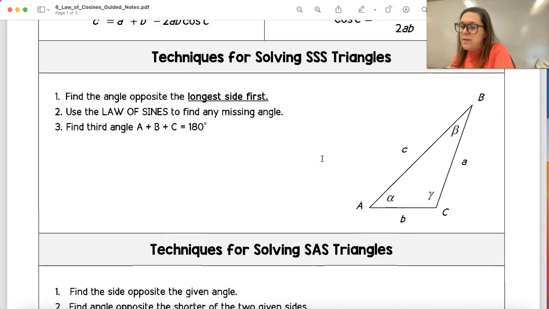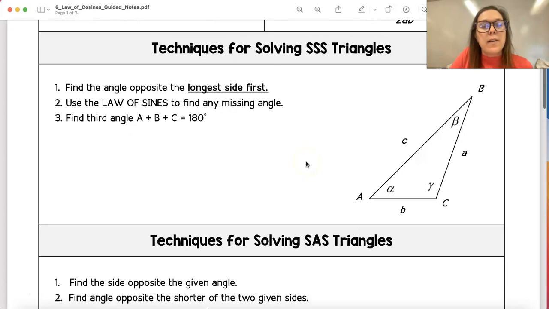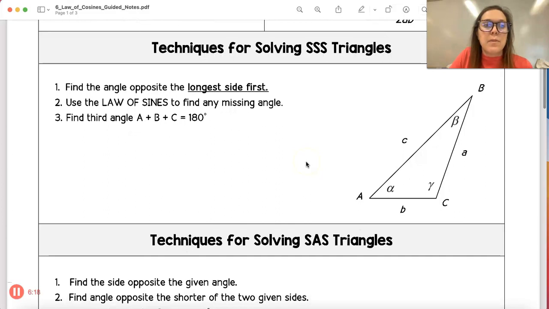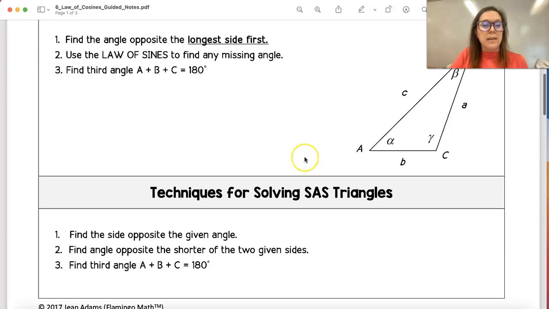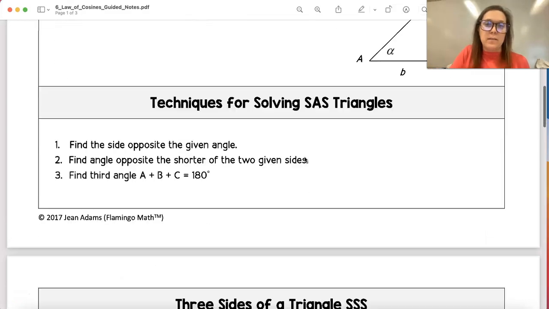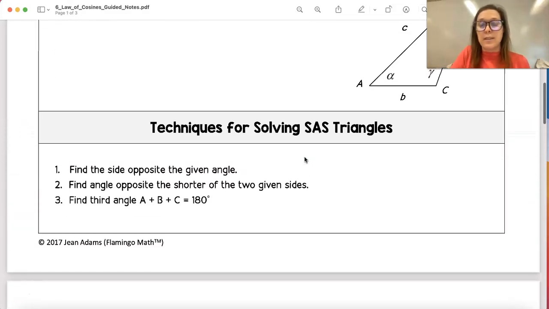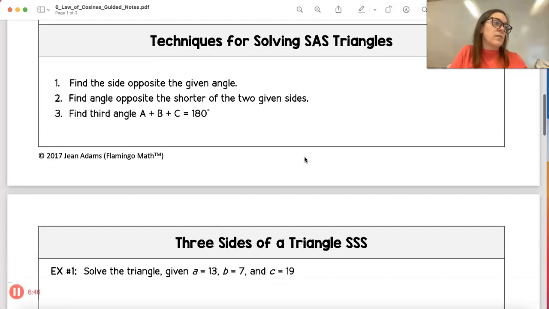Okay, so techniques for solving. If we were just given all three sides, so if we were doing side, side, side, which I think is where we're headed right now, find the angle opposite the longest side first, and then we're going to use the law of sines to find any missing angle, and then we're going to find the third angle by noting that they all add up to 180 degrees, right? And here are your techniques for solving side angle side. So find the side opposite the given angle, find the angle opposite the shorter of the two given sides, and then find your third angle.